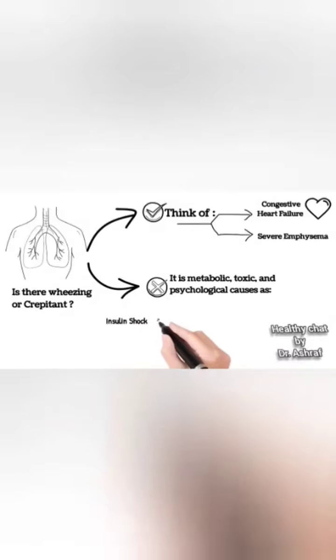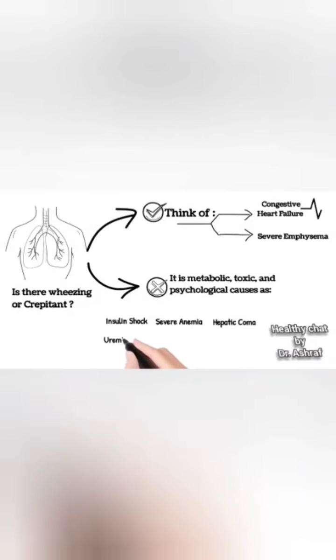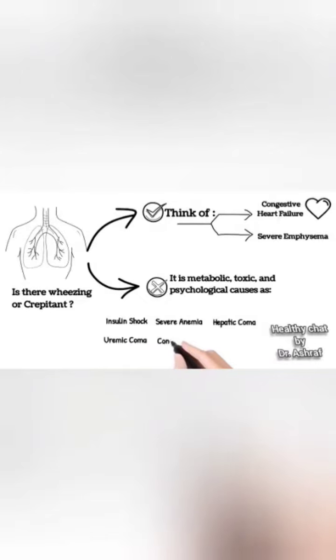Insulin shock, severe hypoglycemia, severe anemia, hepatic coma or uremic coma from liver or kidney failure, concussion, postictal state after a seizure, hysteria, a conversion disorder, carbon monoxide poisoning. Summary. 1. Start with history, drugs, alcohol.